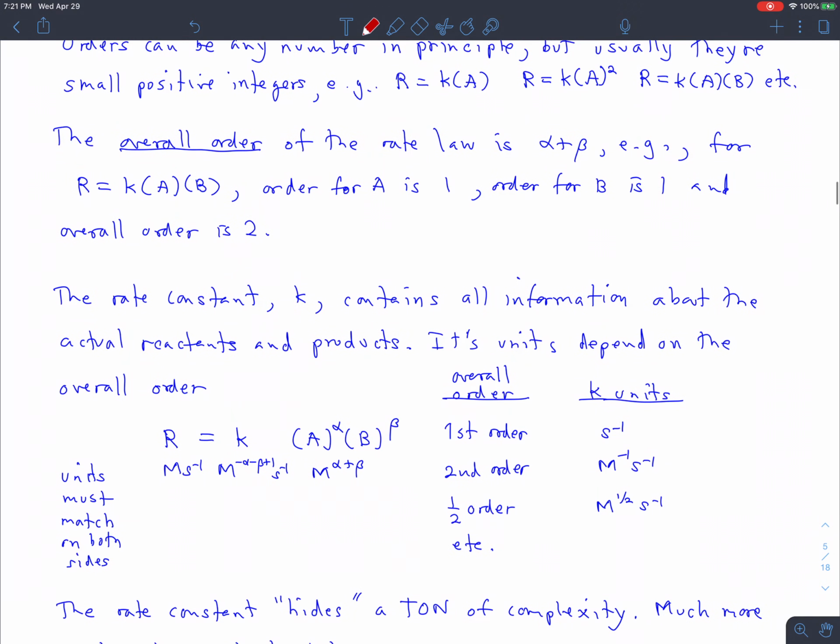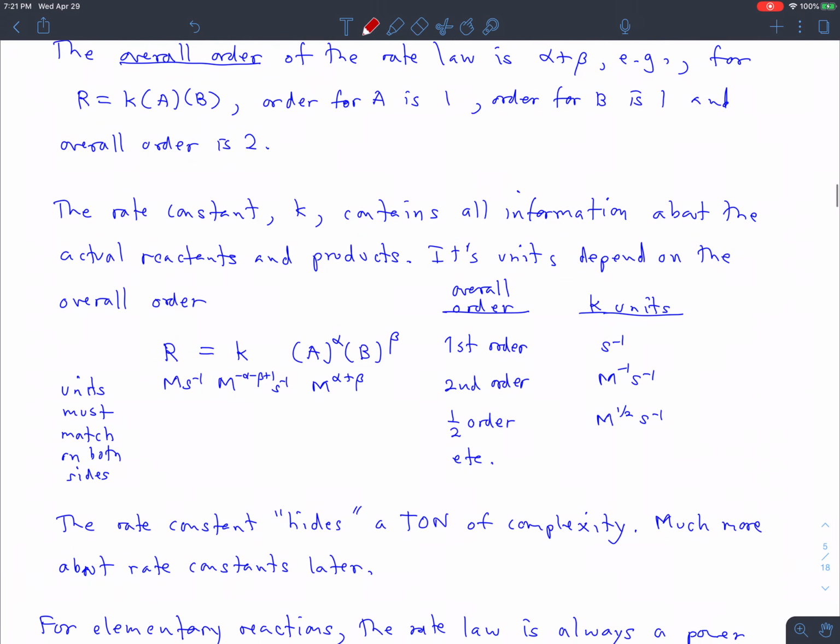Okay, now, in an overall rate law like this, the rate constant that appears has to have units. The rate itself always has units. Well, let's narrow the focus to just cases where we're talking about molar concentrations. In that case, the rate is always in units of molar per second, right? Rate of change of concentration, so molar per second.